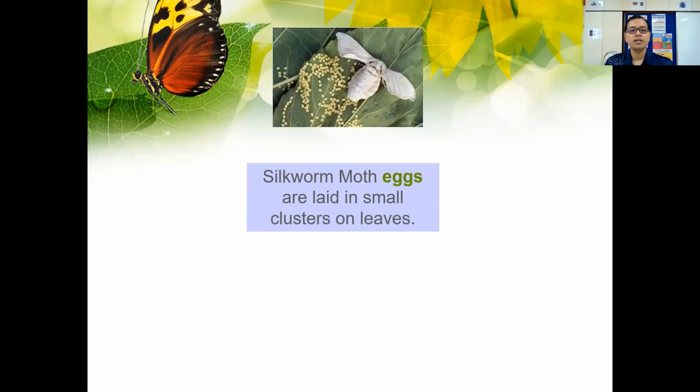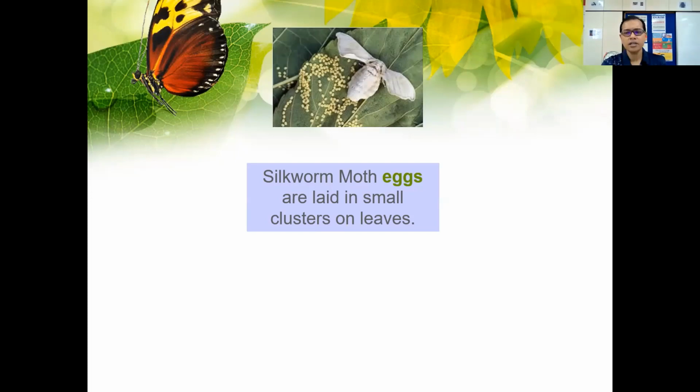Okay, and silkworms are not found in the wild. They are actually purposely reared by human beings for the silk. Okay, and the silkworm moth has a very short lifespan. Because of its size, it cannot really fly despite having wings. And it has a very specific diet, so it doesn't survive well in the wild. But let's not get too far ahead of ourselves.